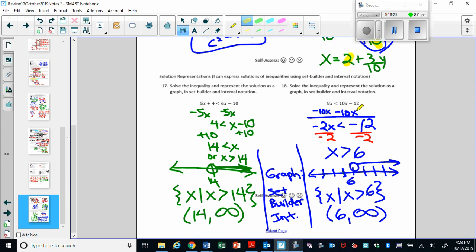Last problem, subtract 10x on both sides. Divide both sides by negative 2. Remember, switch the direction of the inequality. So switch from less than to greater than. I'll fix that. There we go.